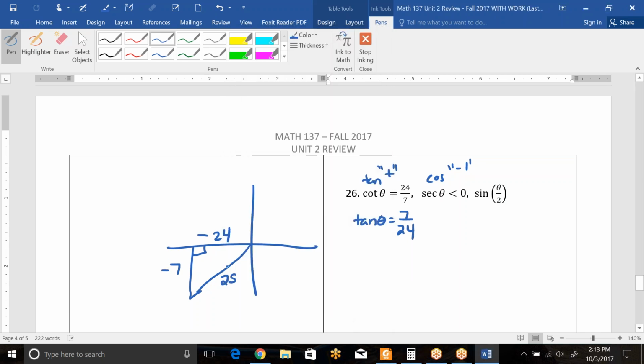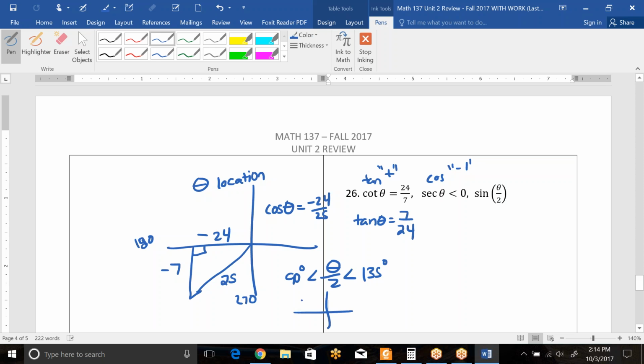And then remember, x and y are both negative here because you're in quad 3. So the reason we needed this picture, remember, was for the theta location so that we could find cosine of theta. So that is negative 24 over 25. And then for the half angle location, the original was between 180 and 270. So the half angle is going to be between 90 and 135 if you take half of both of those quadrant boundaries. So this is quad 2.